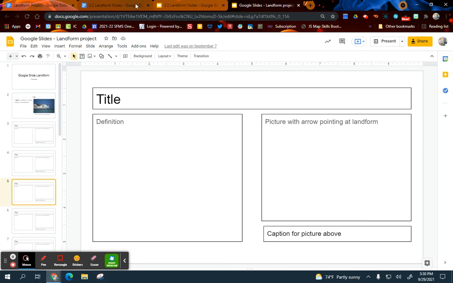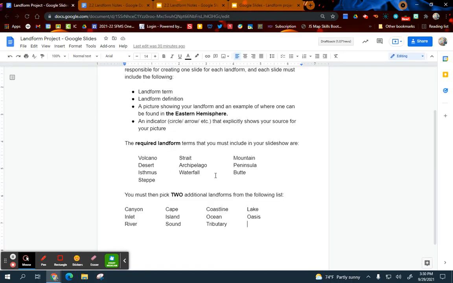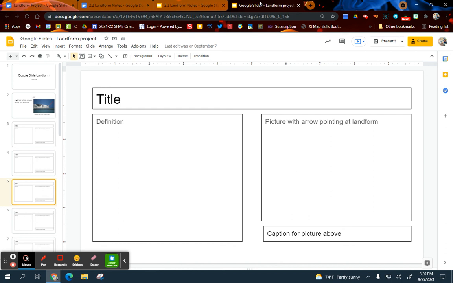So again, the parameters are the same. You'll have to draw these 10, and then you pick 2 more down here. So you'll do 12 drawings, or you'll do 12 landforms through the Google Slides. That won't change either way.